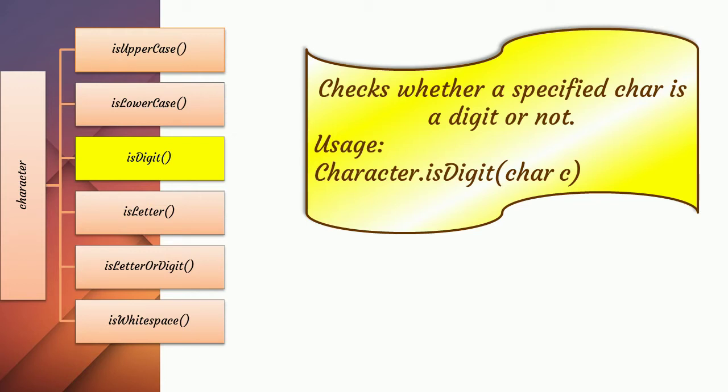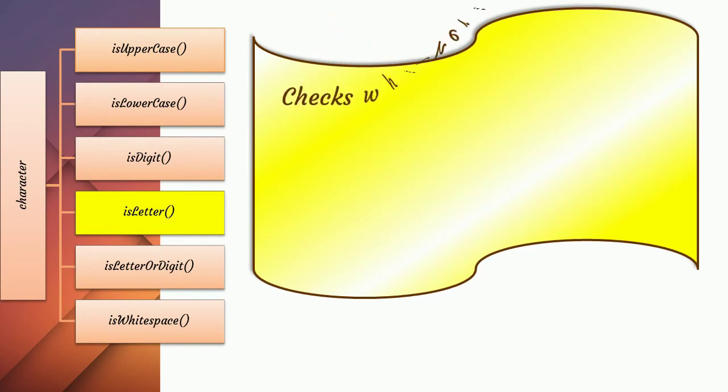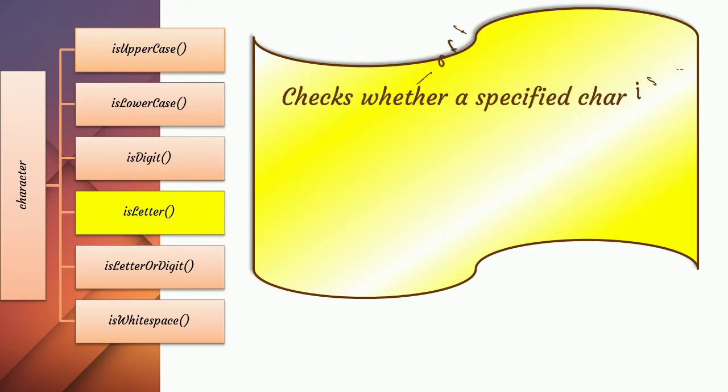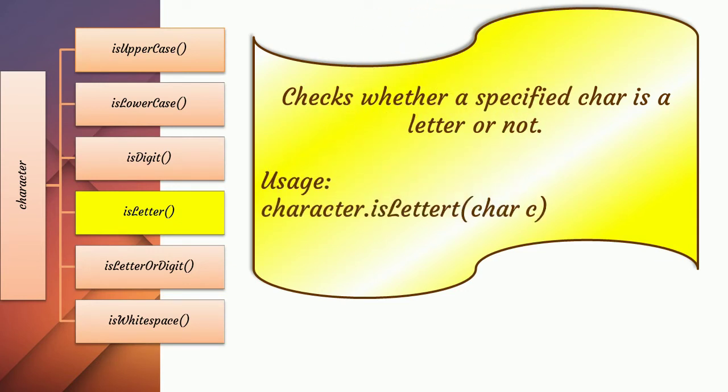So next we'll see isLetter, whether the given character is a letter or not. The same thing: all the methods will return only a boolean value. The usage of isLetter is Character.isLetter(c).